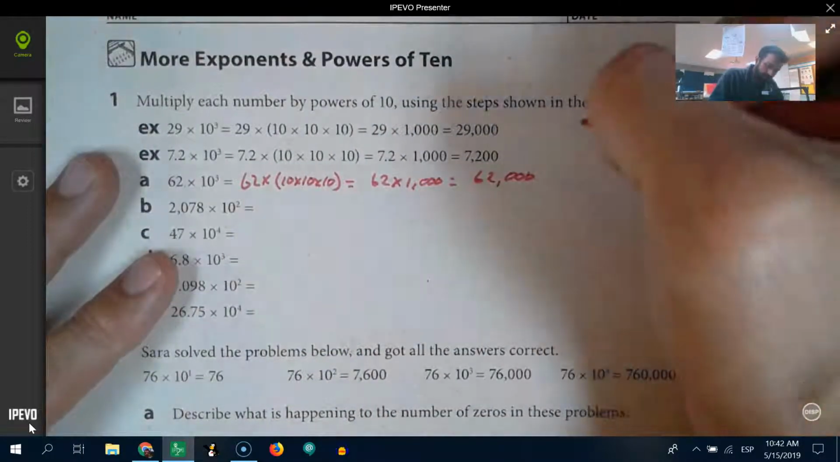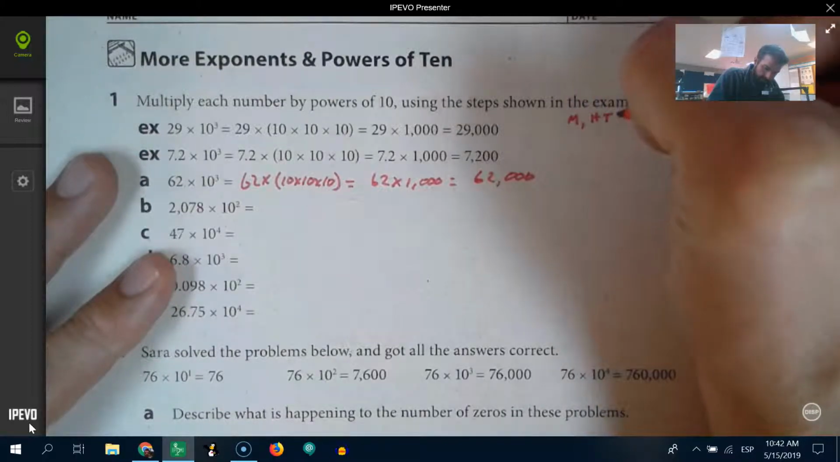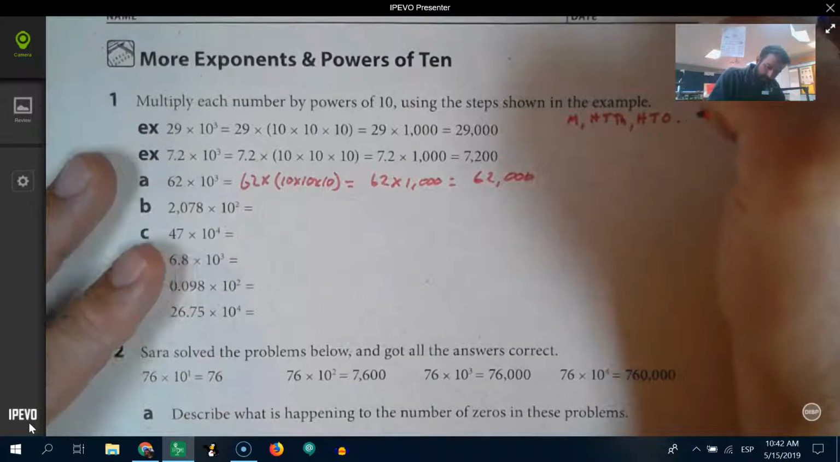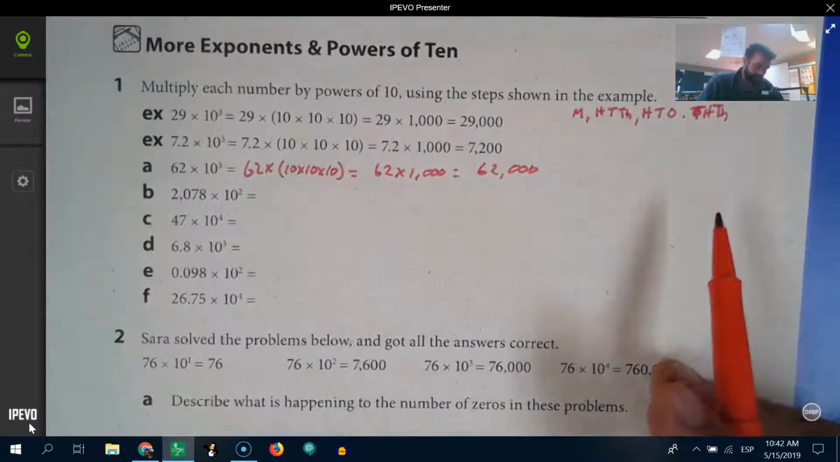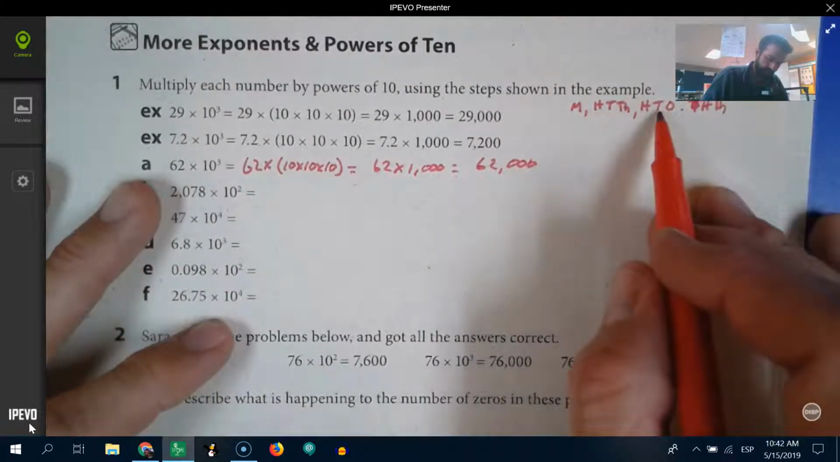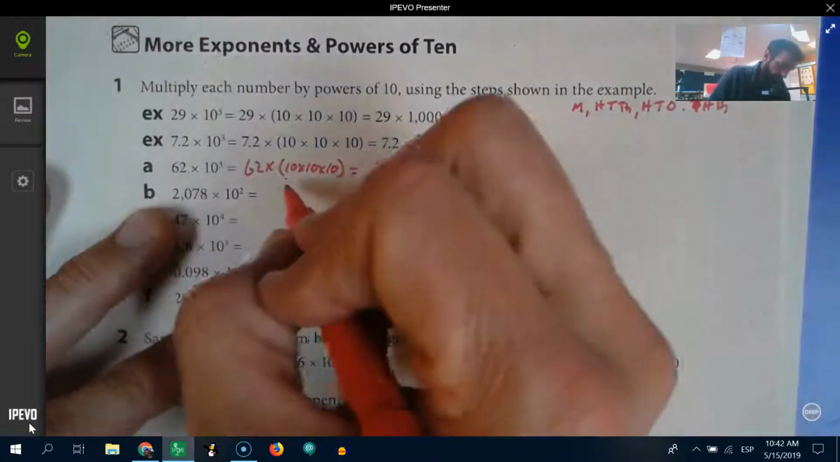Oh yeah, I did that one thing. I like that. So millions, hundred thousands, 10,000s, thousands, hundreds, tens, ones, tenths, hundredths, thousandths. So yeah, I do have thousands here. My 6 was in the tens. I went 3 spots, 1, 2, 3, to 10,000. Yep. Okay, cool.